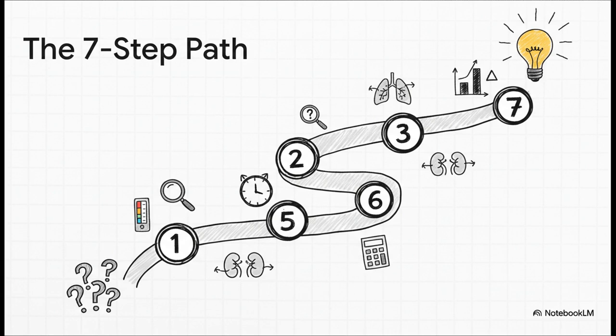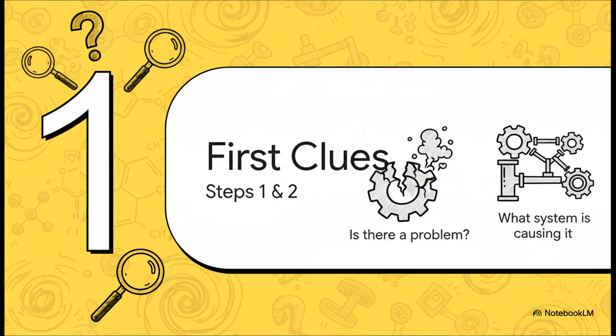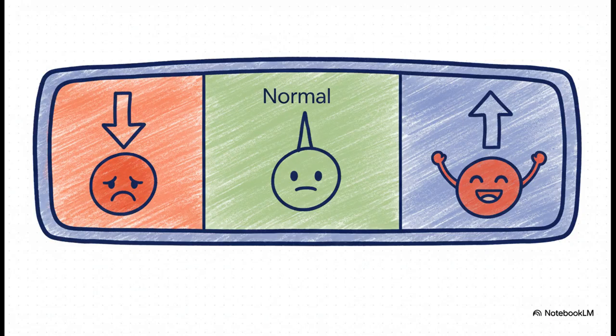Let's start the investigation. All right, like any good detective story, you start with the most obvious clues. For us, that means we need to answer 2 really basic questions. First, is there actually a problem? And second, where is that problem coming from? Step 1, thankfully, is the easiest one.